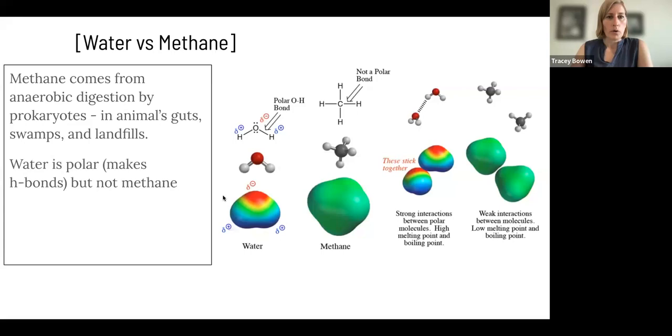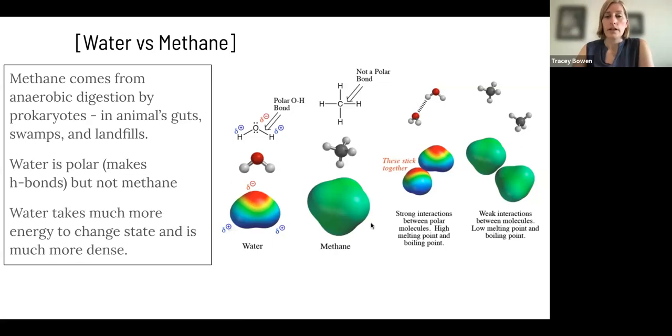So water is a polar molecule. It is a greenhouse gas, but it's a greenhouse gas that's been around for a long time and had limited impact. I mean, it heats our planet, but the amount of water vapor in our atmosphere is not changing as much as the amount of methane that is in our atmosphere. Water takes a lot more energy to change state and is much more dense. It is not going to heat up as quickly as methane will.